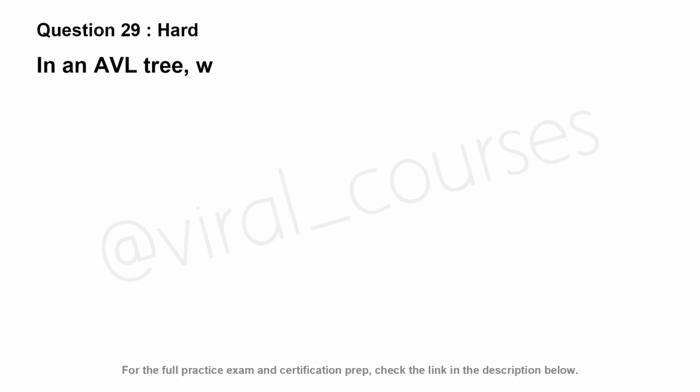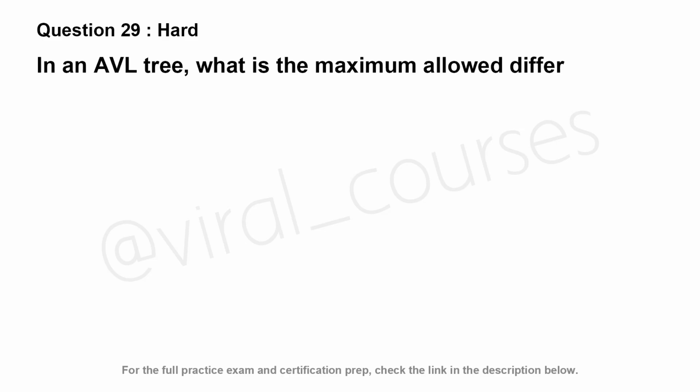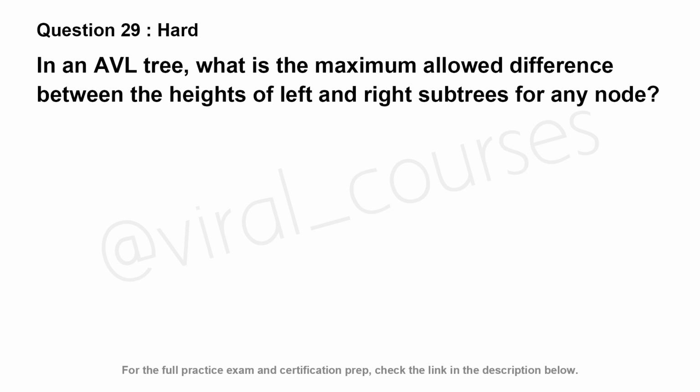In an AVL tree, what is the maximum allowed difference between the heights of left and right subtrees for any node? Option A, 0. Option B, 1. Option C, 2. Option D, log n.